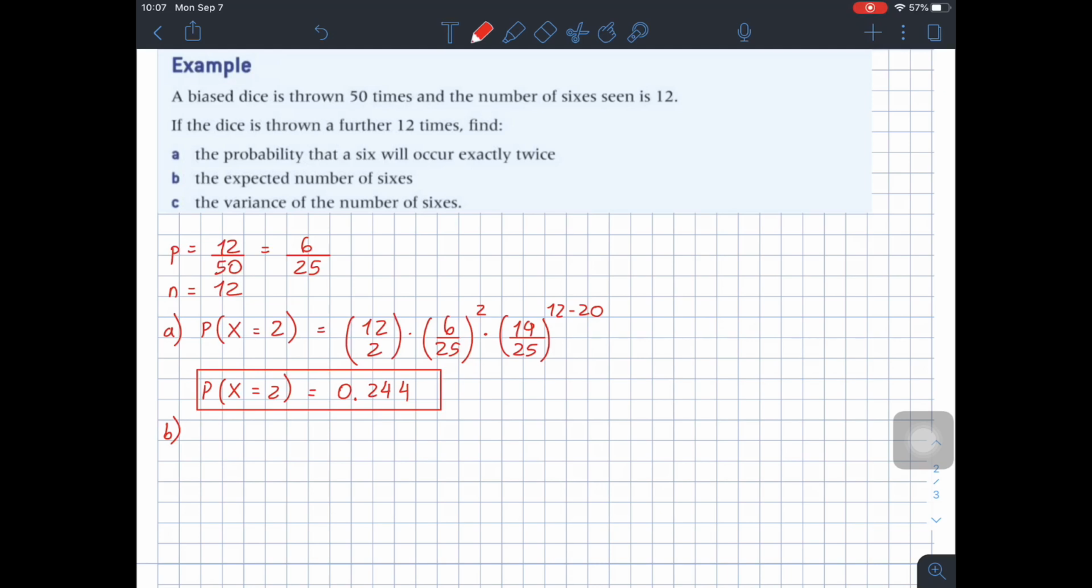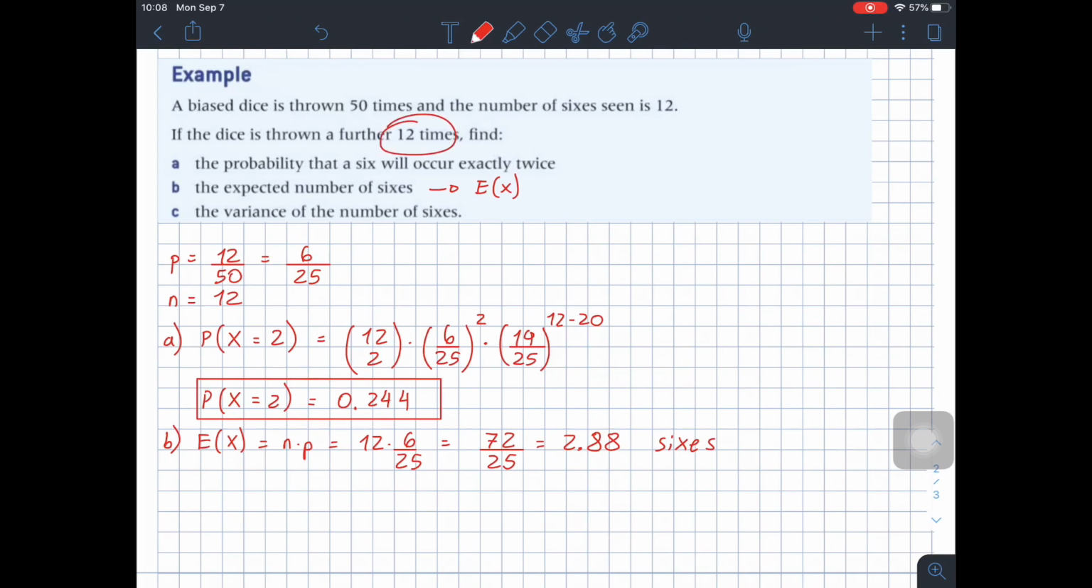Okay, so the expected number of 6s, remember, this is EX, right? So we're going to apply the formula. EX is equal to n times P, where n in this case is 12, and the probability of success is 6 over 25. We can do this in the calculator. We would have 12 times 6 over 25. This is 72 over 25, which if we write it as a decimal number is 2.88. So we would expect 2.88 6s, right? That is that if we throw this dice 12 times, then 2.88 times we would get a 6, right?